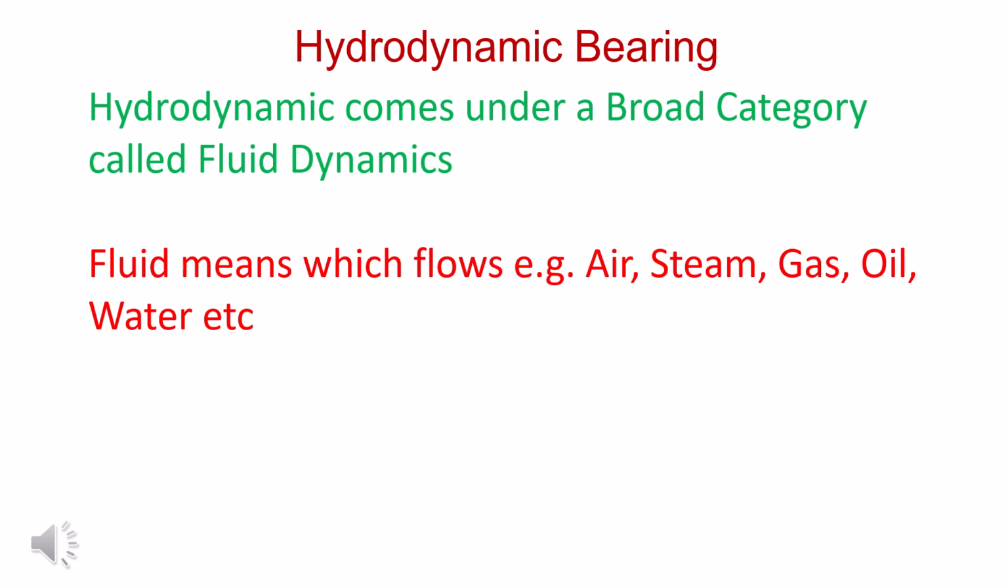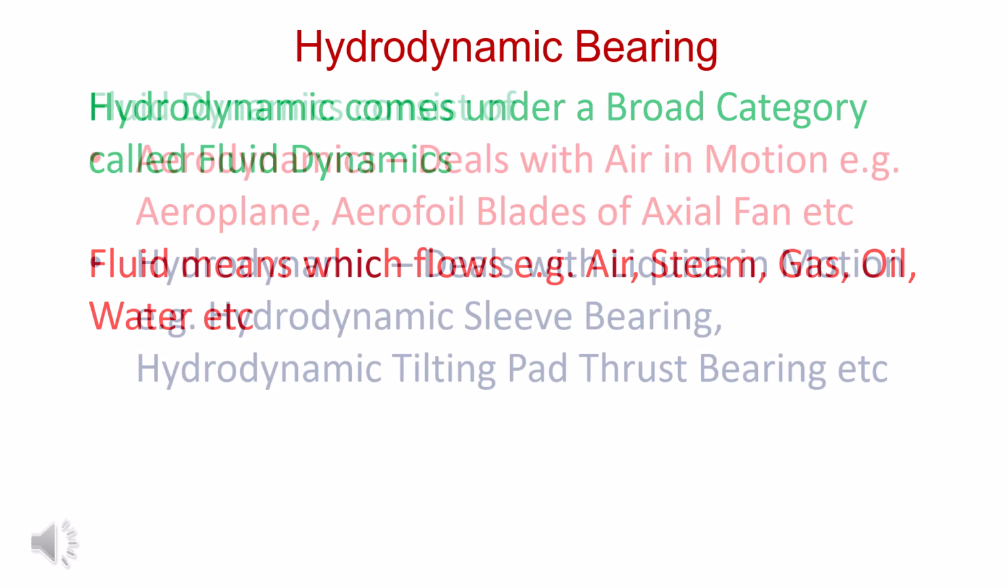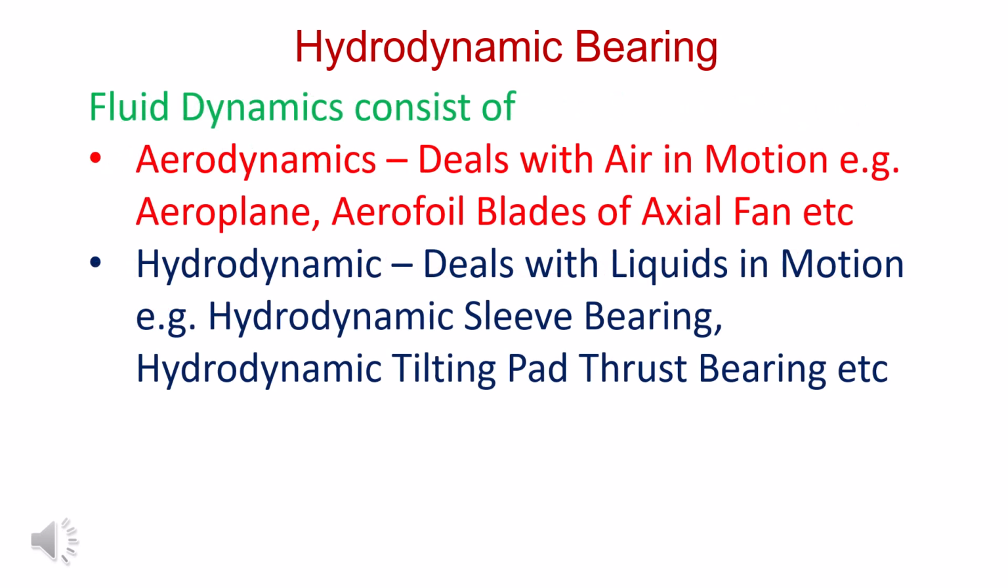Hydrodynamics comes under a broad category called fluid dynamics. Fluid means which flows, e.g., air, steam, gas, oil, water, etc. Fluid dynamics consists of aerodynamics, which deals with air in motion, e.g., aeroplane, aerofoil blades of axial fan, etc. Hydrodynamic deals with liquids in motion, e.g., hydrodynamic sleeve bearing, hydrodynamic tilting pad thrust bearing, etc.